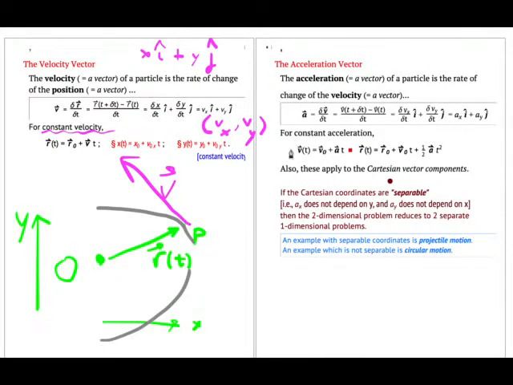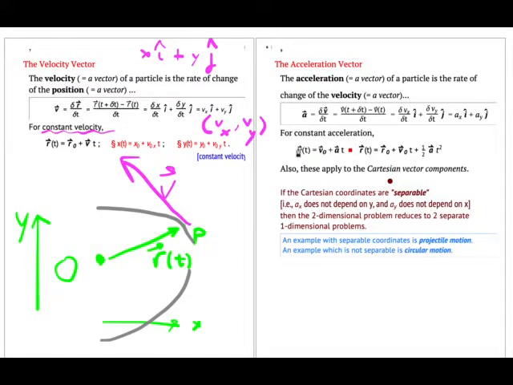And in particular, in the case of constant acceleration, the velocity is v0, some initial velocity vector, plus at. So at time t equals 0, v is equal to v0, because this term is 0. But at a later time, v will be v0, that initial velocity, plus the acceleration vector times the time. It'll have the direction of the acceleration vector. It'll have a magnitude which is increased by the factor of t, the time.